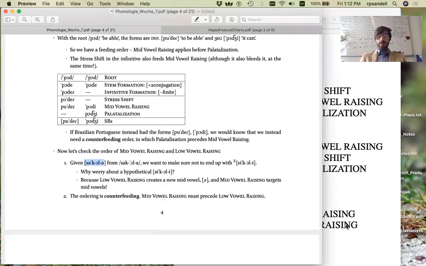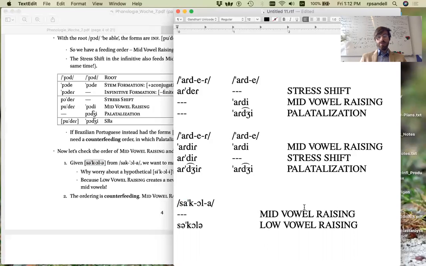And we would call this order a counter-feeding order. So in the event that low vowel raising had created new inputs for mid vowel raising, that would be a case of feeding. But since mid vowel raising applies too soon and low vowel raising is not able to feed mid vowel raising, we can call this a case of counter-feeding.